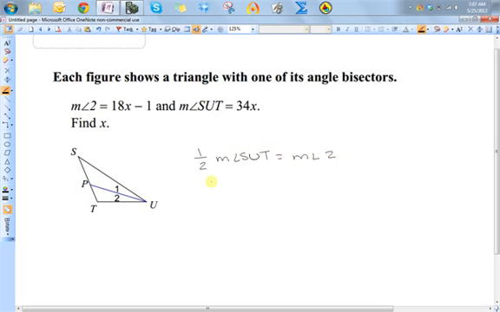All I'm going to do now is substitute in these expressions for the measure of angle 2 and SUT. So 1/2 of SUT is 34x, which equals 18x minus 1. That just means 17x is equal to 18x minus 1. If I subtract 18x from both sides, I'll get negative x is equal to negative 1, which means x must equal 1.